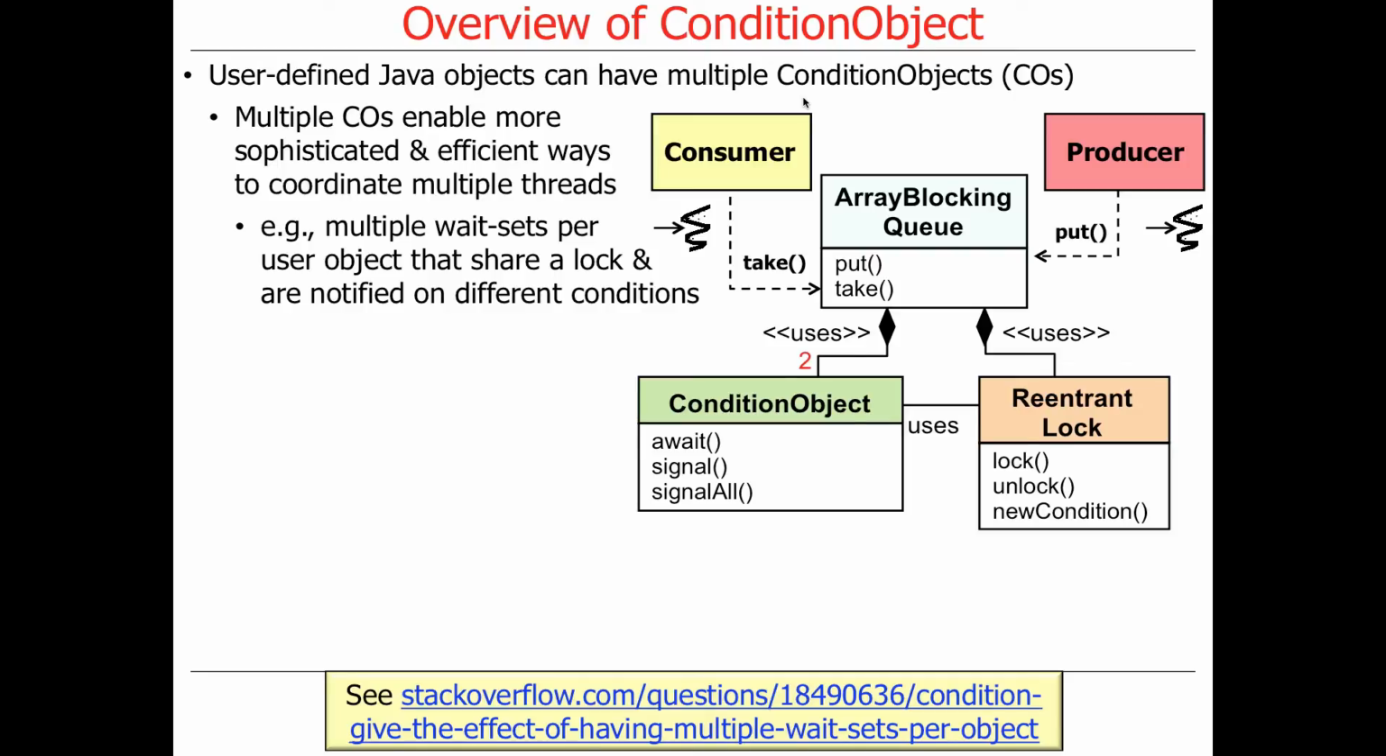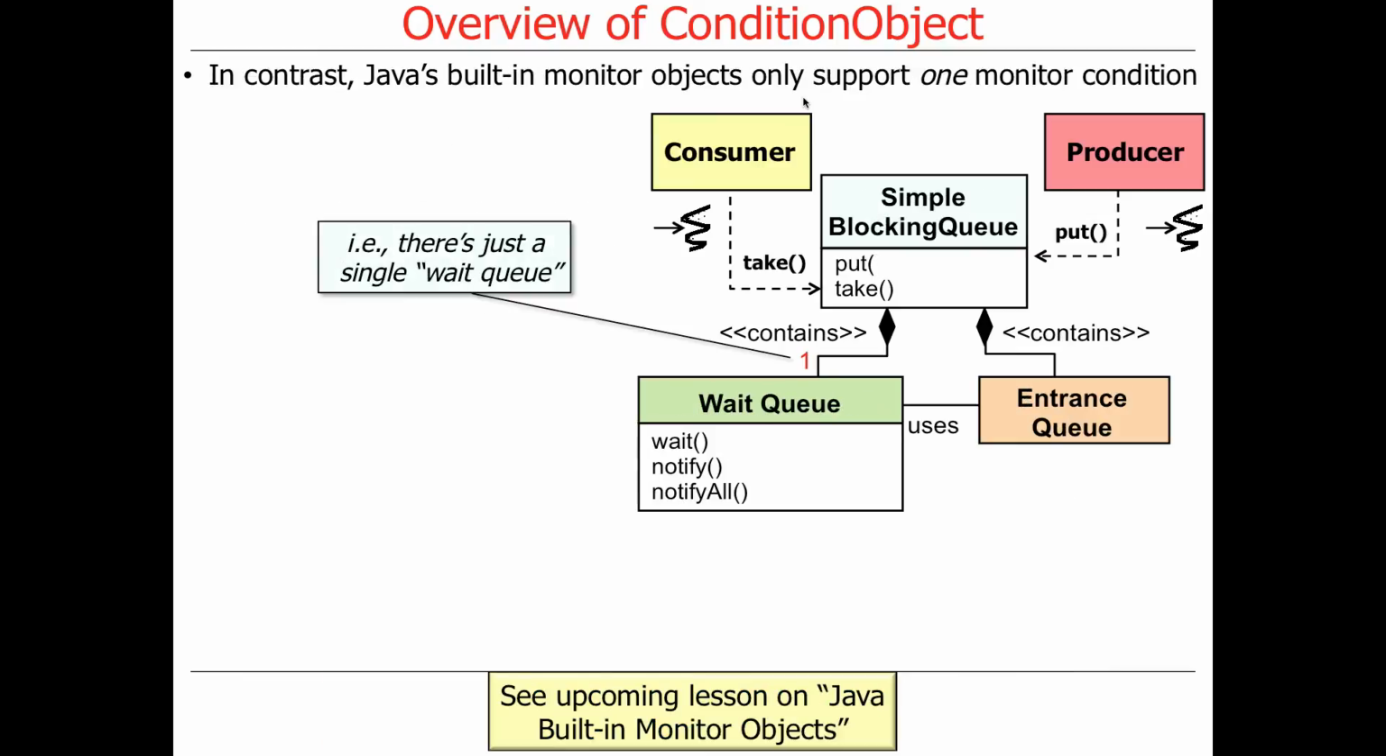So by being able to have multiple wait sets per user object, they can share a lock and be notified on different conditions. In other words, not empty versus not full. So that is a big win. In contrast, built-in monitor objects only have one monitor condition, which they call the wait queue. There's just a single one of them, and we'll talk about that later.